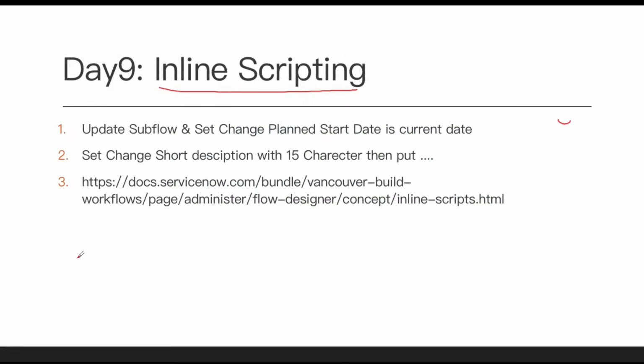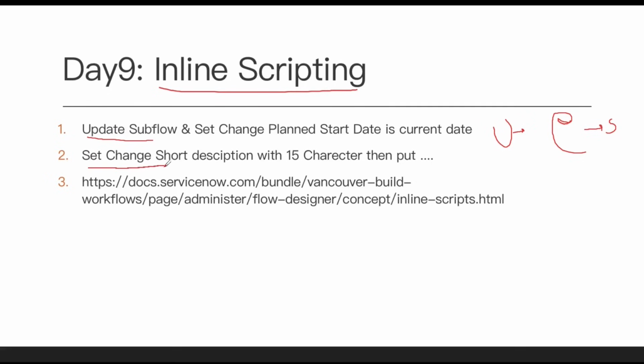In today's session, we are going to update a subflow. That subflow we created earlier, and that subflow normally creates a change request. Previously, we created a subflow that creates a change request via UI action. The moment you click that create change request, it calls a subflow, and that subflow creates a change request. That subflow we are going to update, so that whenever the change is created, we are going to set the plan start date equal to the current date. How we are going to do that is the one thing.